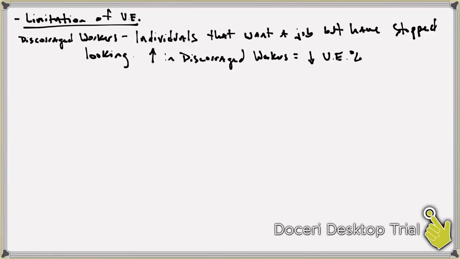And so this creates an issue or a problem with the unemployment statistic. Whenever we have a bad economy and discouraged workers become present, the unemployment rate is going to start to fall, even though the economy really is not improving. And that's why discouraged workers are a limitation. When they're present, they're a limitation to the unemployment statistic.